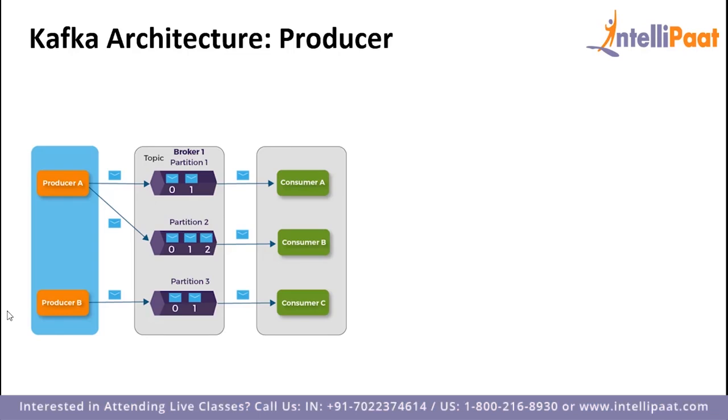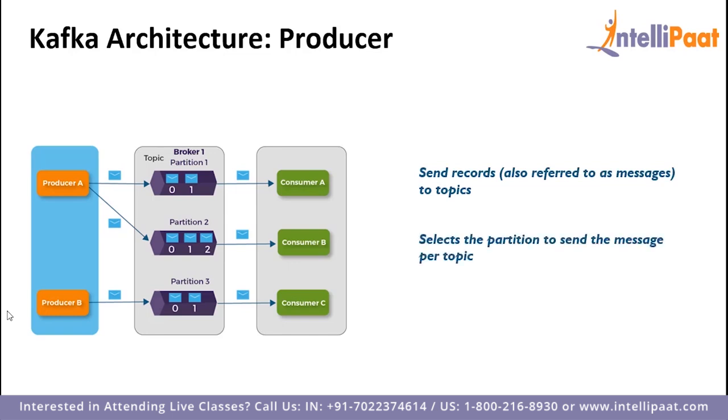Now let's go ahead and check out a few interesting facts about the Kafka producer. Producers send records or messages to topics. Producers will also select to which partition a message is to be sent for each topic. The producer could implement priority systems, which is based on sending the records to certain partitions depending on the priority of the record. So producers send records to a partition based on the record's key. They don't wait for acknowledgements from the broker and send messages as fast as the broker can handle.